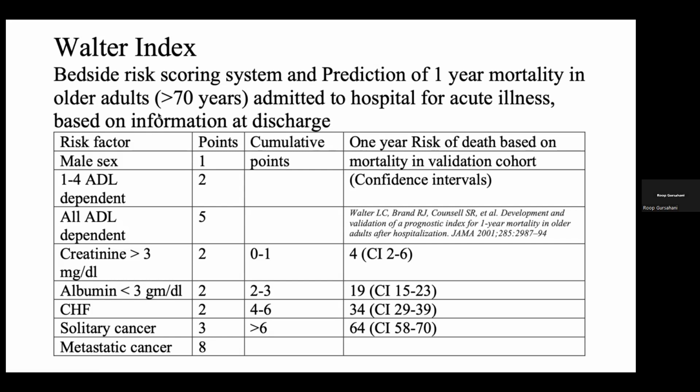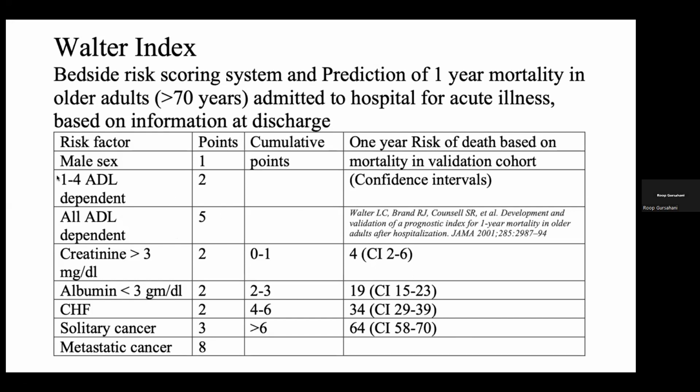If you look at people who are over the age of 70 years, admitted to hospital for acute illness, based on the information at discharge, you can stratify them into people who will pass away within 1 year and those who maybe survive longer. So what are these risk factors? The first is somebody whose activities of daily living are completely dependent, 5 points.